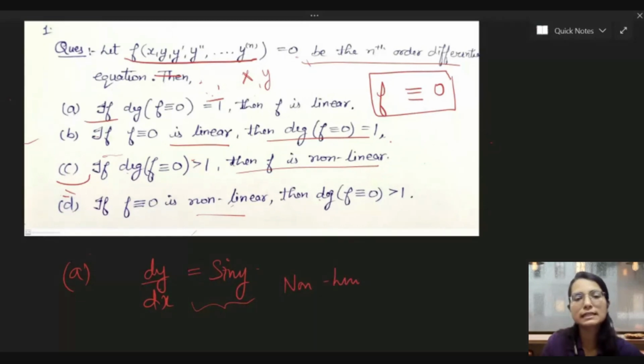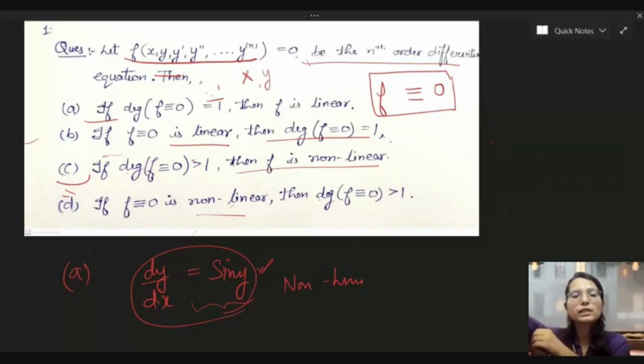But option 1 says that if degree of some differential equation is equal to 1, then it is linear. No, I have taken a counter example which says that a non-linear differential equation can also have degree 1, because its order is 1 and its degree is also 1. You can see it. But this is a non-linear differential equation. You can't compare it with the linear differential equation form. So option A is incorrect.